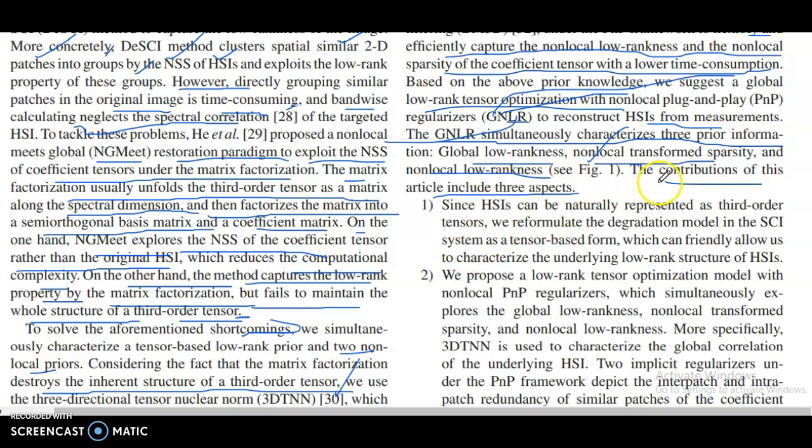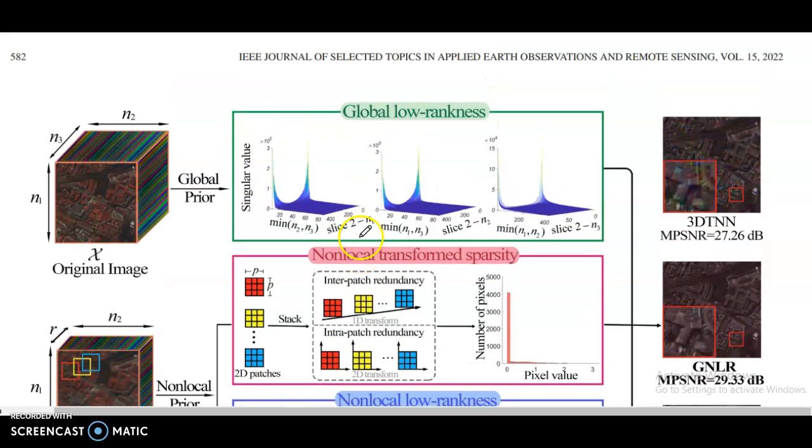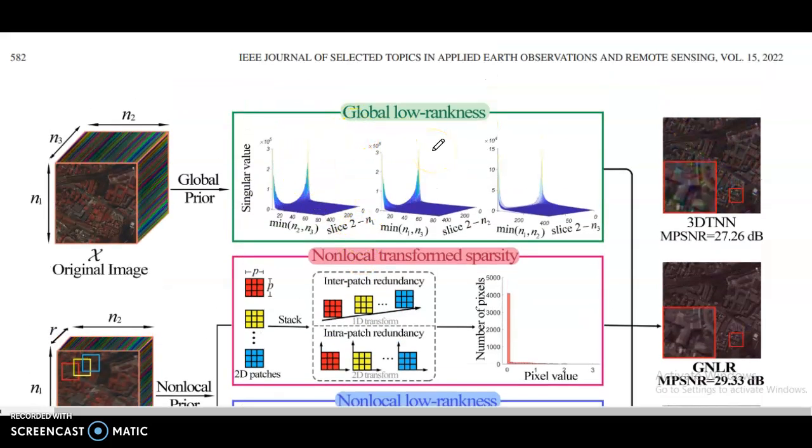And then for this figure 1: global rankness, global prior, original image, N1, N3, N2, global prior. In global rankness, singular value, N2 and N3 slices, 2 minus N. Here, the minimum of N1 and N2, slice 2 to N3. Here like this.